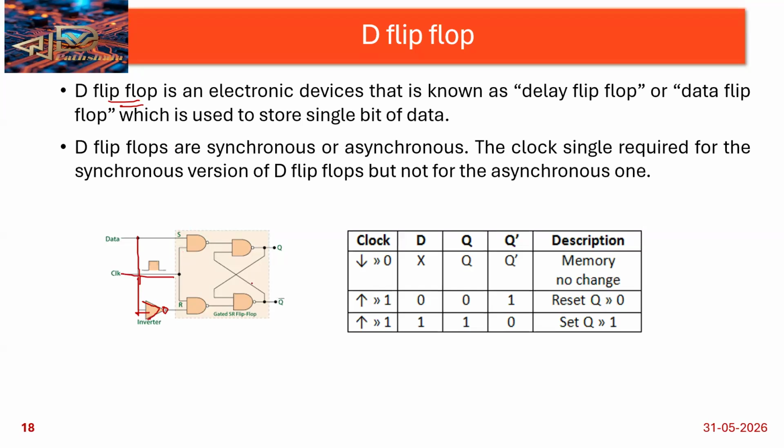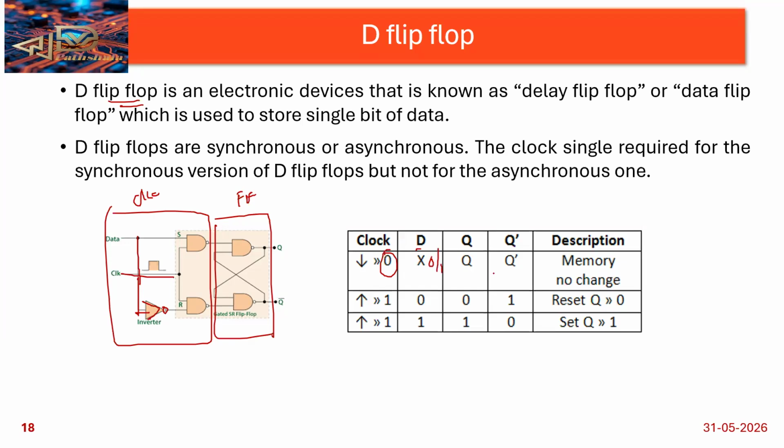So same thing, this is the gated SR flip-flop. So this gate is operating like a clock. This is clock and this is flip flop. So then gated flip flop we are connecting. Same thing here also. If the clock is 0, the D flip flop is giving any value 0 or 1, I'm not getting any value, so the no change condition. Okay, so memory is no change condition.